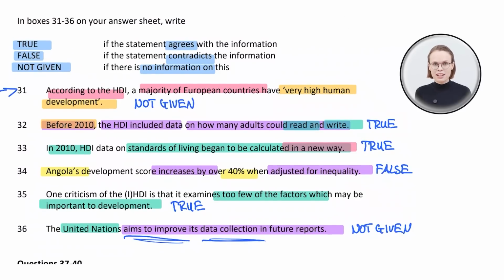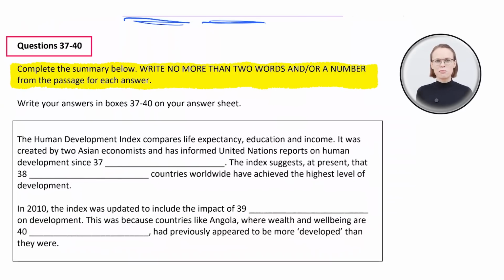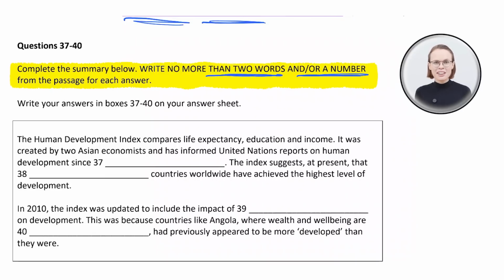Amazing, great job. We continue with questions 37 to 40. Complete the summary below. Write no more than 2 words and or a number. This is super important. Don't write more than 2 words and or a number, otherwise the answer is wrong. From the passage for each answer, write your answers in boxes 37 to 40 on your answer sheet.